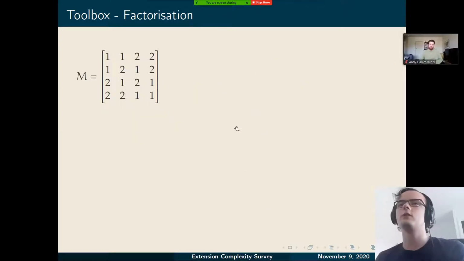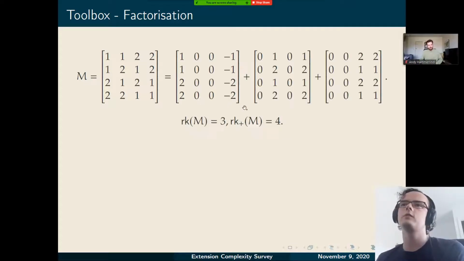The first thing is trying to factorize it. So if you've done linear algebra before, you'd be familiar with the rank of a matrix. The rank of a matrix can be defined as the minimum number of rank 1 matrices that you can use to sum up to m. And a rank 1 matrix in this case is a column vector times a row vector.